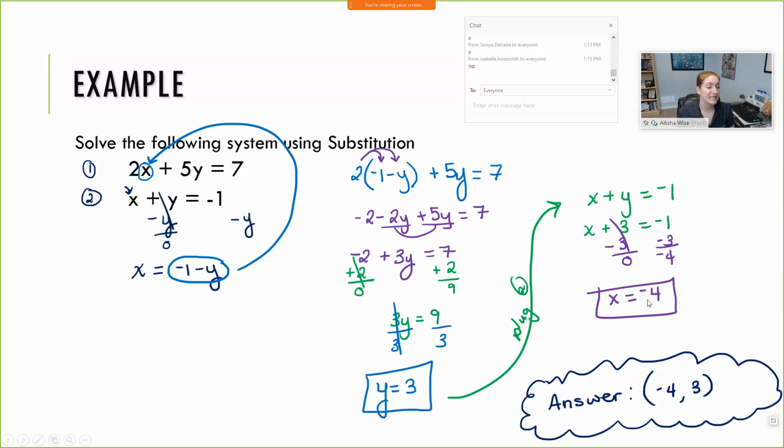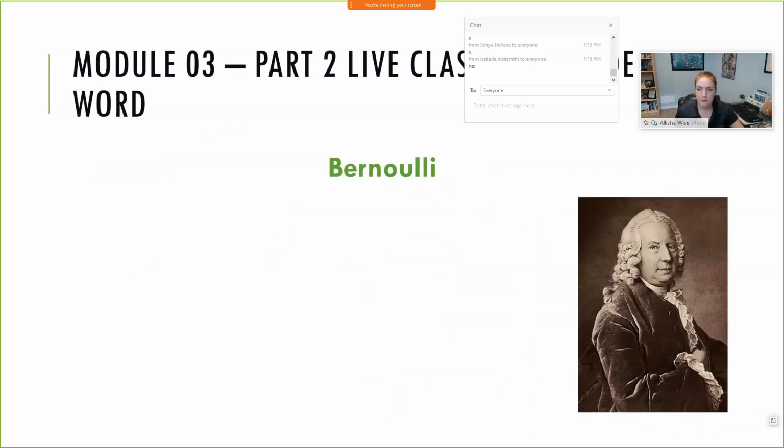Plug it back into one of the equations, and you should get the same thing. So the final answer would be negative 4, 3. And of course, you should check your answer by plugging it back in. On your quiz this week, I would strongly suggest checking your work. Run through the questions first, then check.